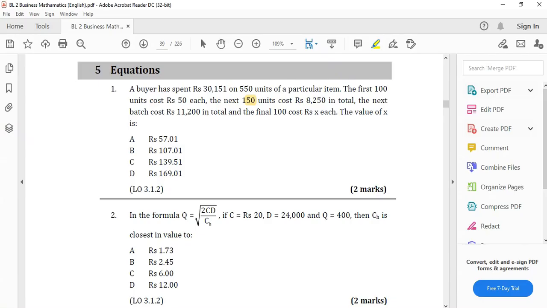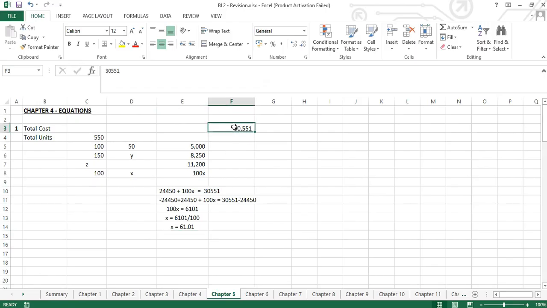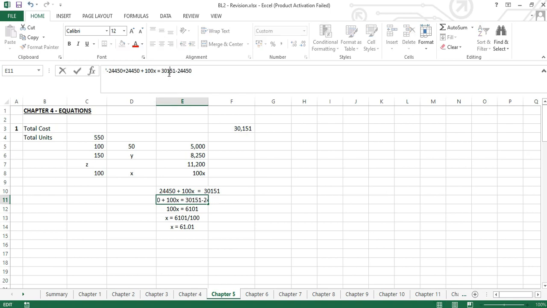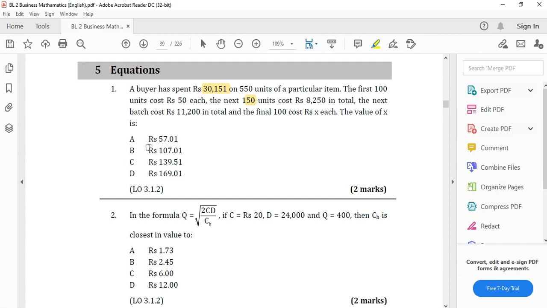Okay. So here, it's 30,151. Sorry. So it's 30,151. So basically replace the figure with the correct one. So accordingly you will get the right answer. So 30,151 minus 24,450 is 5,701. And 5,701 divided by 100 is 57.01. Okay. The initial figure. Right. So 57.01 is answer A.